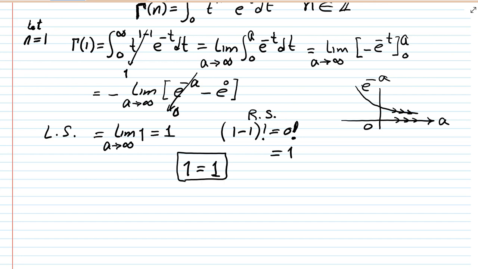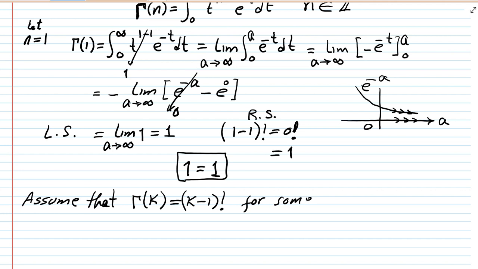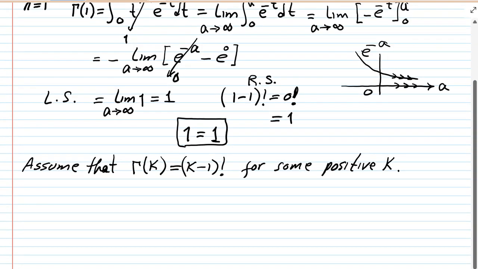Okay, so our inductive step says that we'll assume that gamma of k is equal to k minus 1 factorial. We're going to take this to be true. This is called the induction hypothesis. And this is going to be true for, let's say, some positive k. Remember, we're working with integers, so we're talking about a positive integer k.